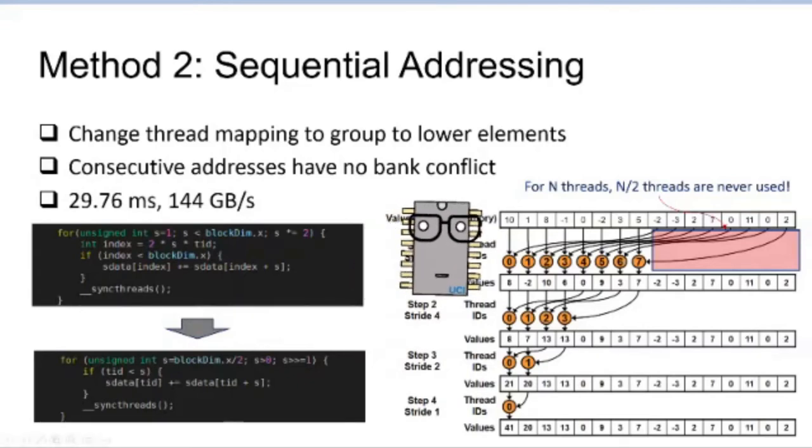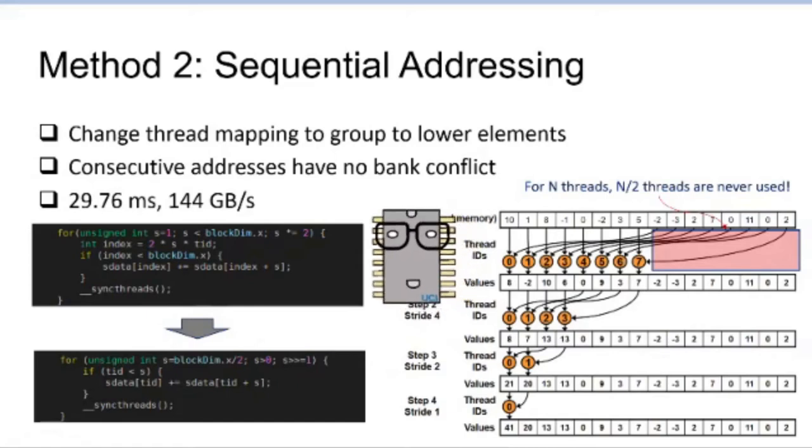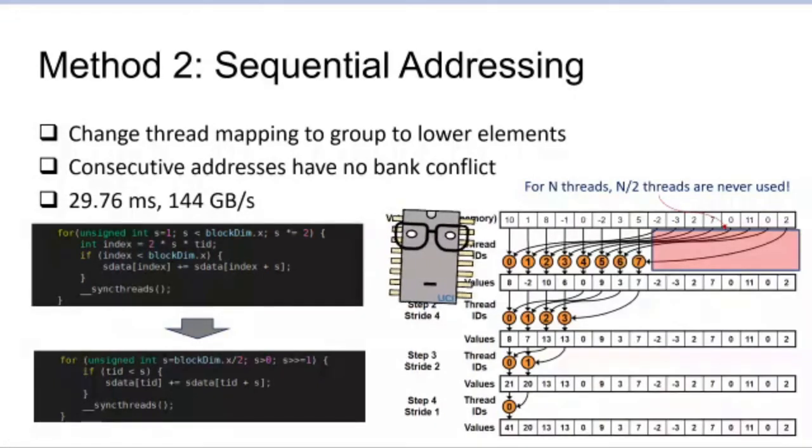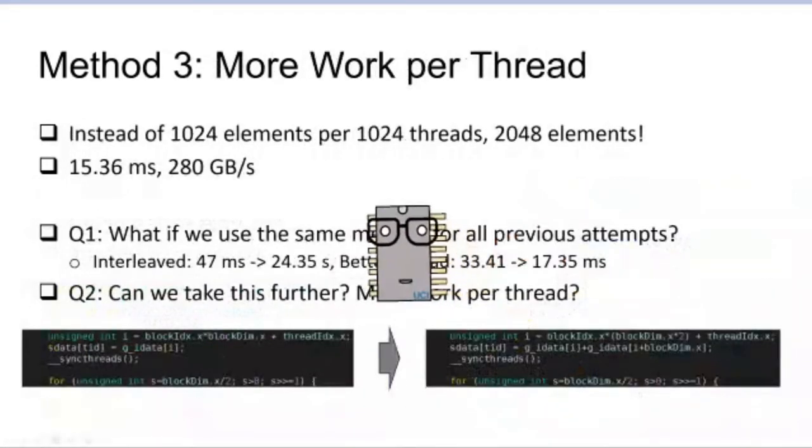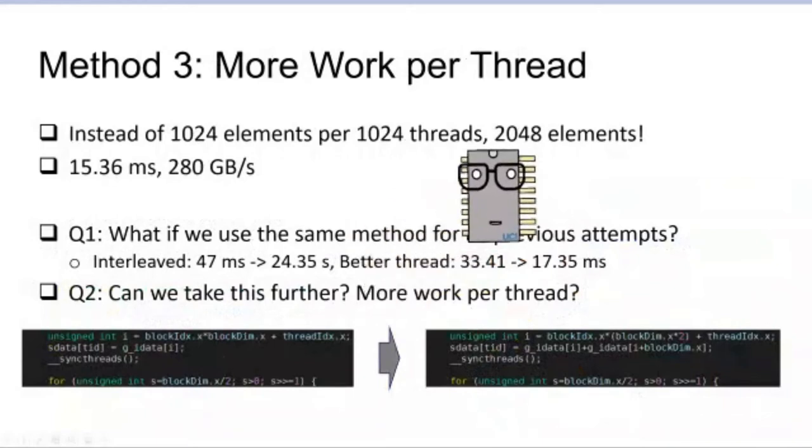In retrospect, this is something that absolutely we should have thought of from the get-go, but you'd be surprised how many times a mistake like this actually happens. So I guess that's why the NVIDIA document covered this approach. The top n divided by 2 threads are never actually used. So that's something we can try to solve, by having more work per thread.